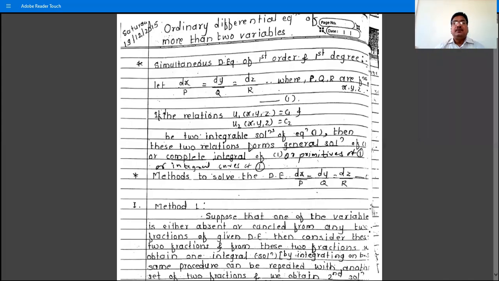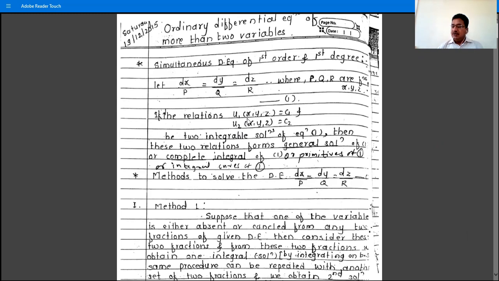Welcome all of you to semester 2. We are going to start paper number 5 of semester 2, and it's partial differential equations. In the previous semester, the fifth paper was ordinary differential equations. And what is the difference between ordinary differential equations and partial differential equations?